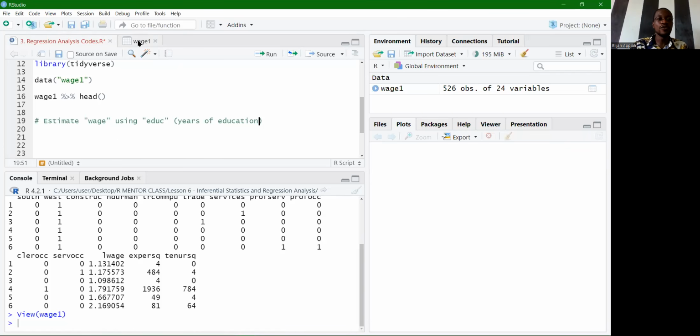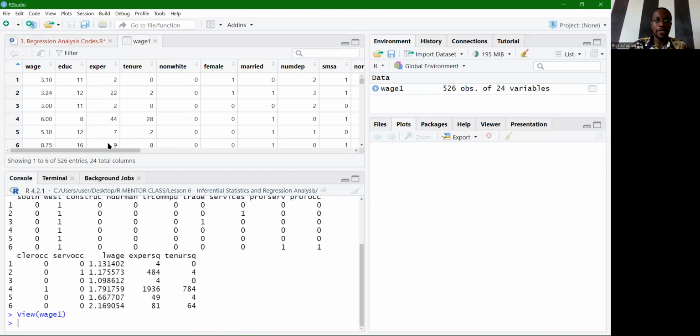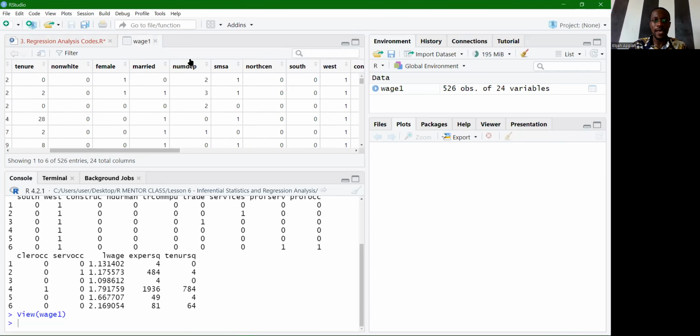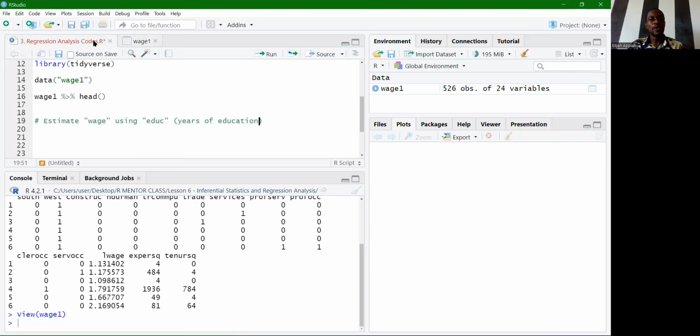Now, if you really want to know what each column represents, because at some point, let's say, for instance, you are here at NUMDEP, you might not have an idea about what this column really means. In that case, you know what you have to do? You just have to seek help from R on this particular data.